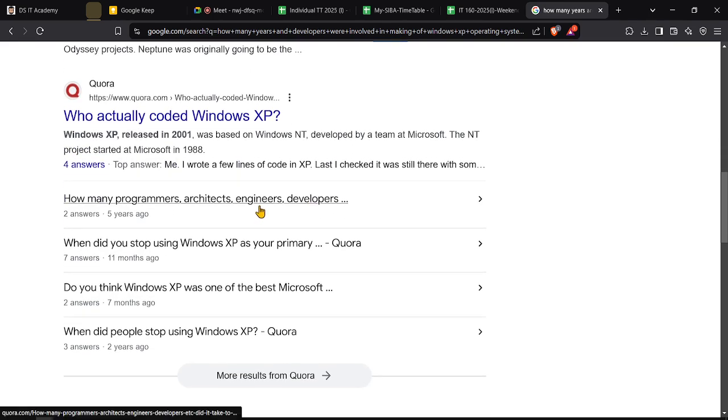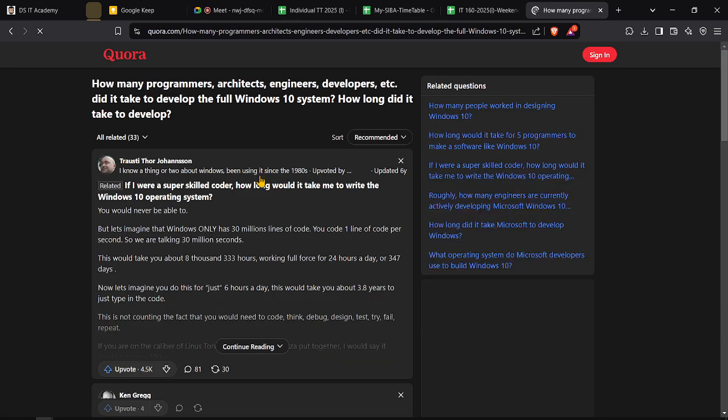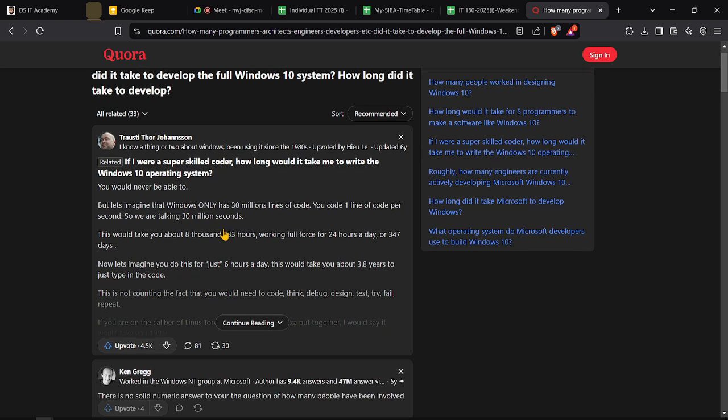Let's see, what is this result on Quora? Right, here. So Windows has 30 million lines of code. 30 million means how many lakhs? 300 lakhs. You code one line of code per second. Right here. Right. So it's an imagination, right?